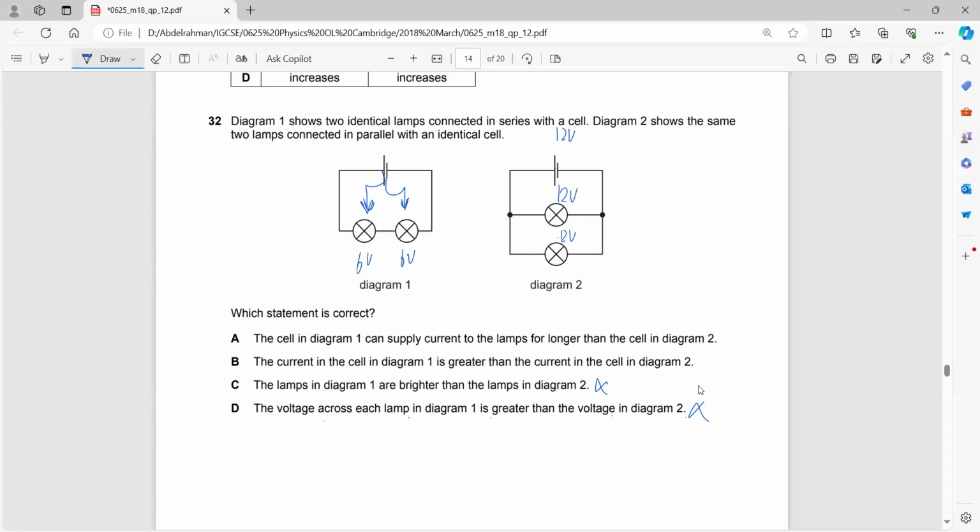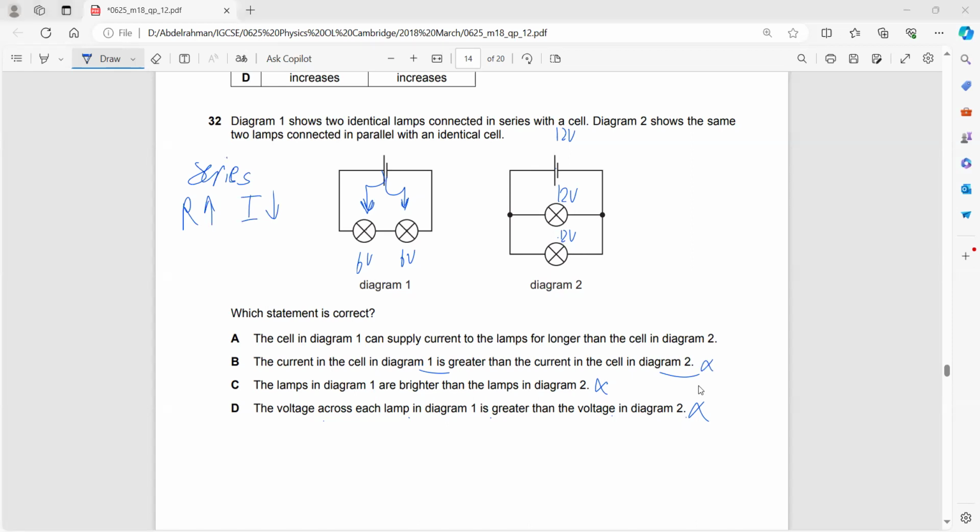The current in diagram 1 is greater than the current in diagram 2. In diagram 1, you had both of these lamps in series. When they are in series, what happens to the resistance? You just add up the resistance, and the resistance increases. When the resistance increases, what happens to the current? The current decreases. So this is wrong as well.